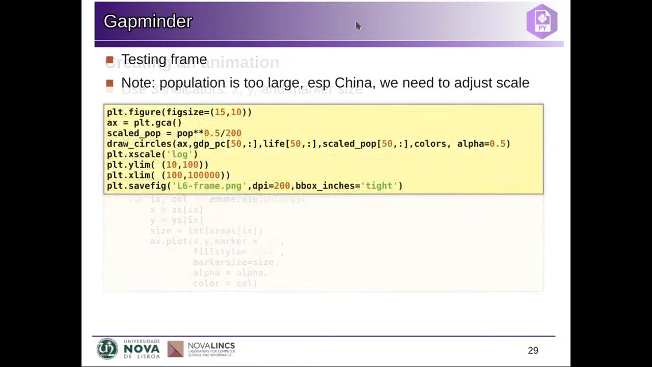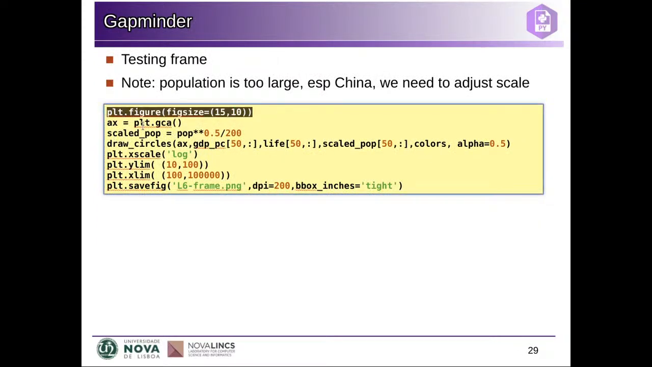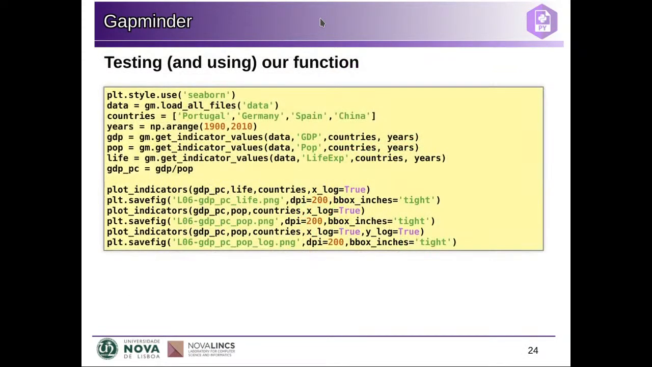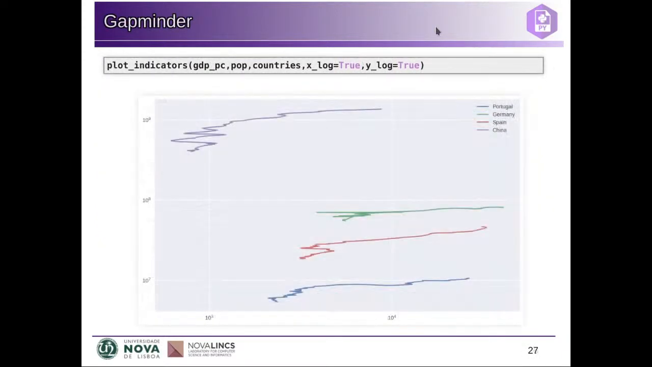Okay, so the way we can use this is to create a figure. This GCA is get current axis, so we get the set of axes where we're going to plot things. We are going to create here a scaled version of the population. So remember that we have these arrays here: GDP, population, life expectancy, and per capita GDP. And we're going to use population for the size of the marker.